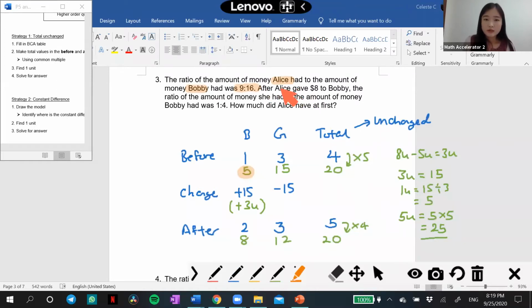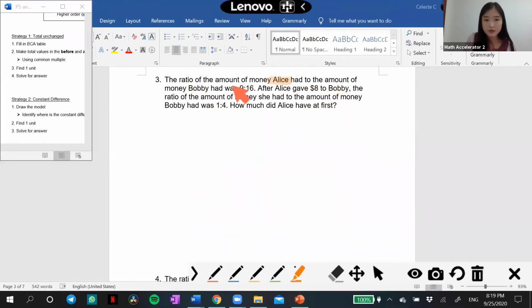Right. After Alice gave $8 to Bobby, the ratio of the amount of money she had to the amount of money Bobby had was 1:4. How much did Alice have at first? Okay, let me clear the screen. Okay, they want at first.